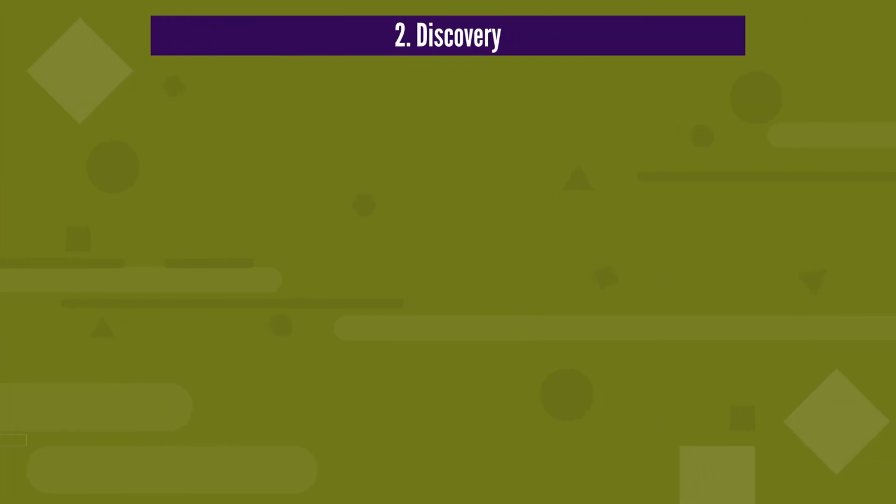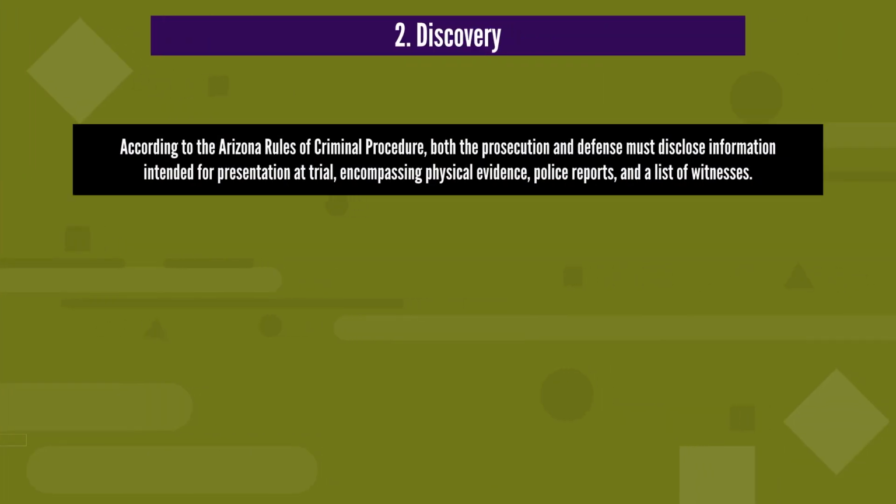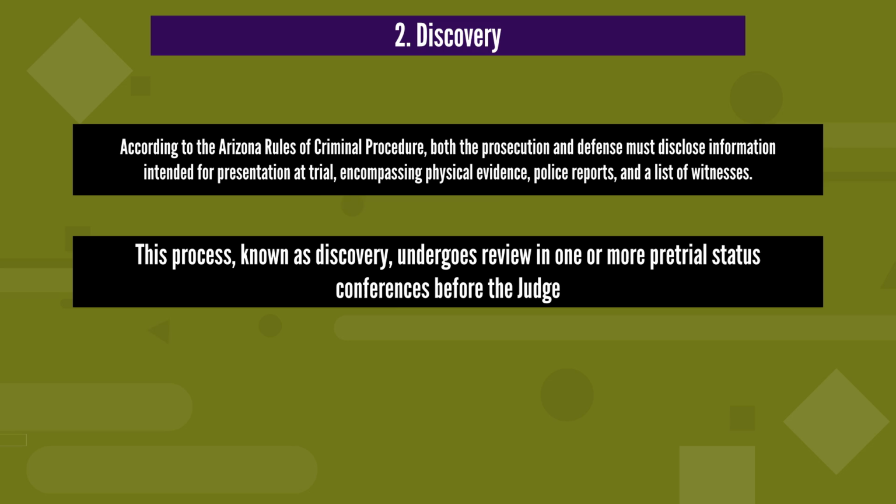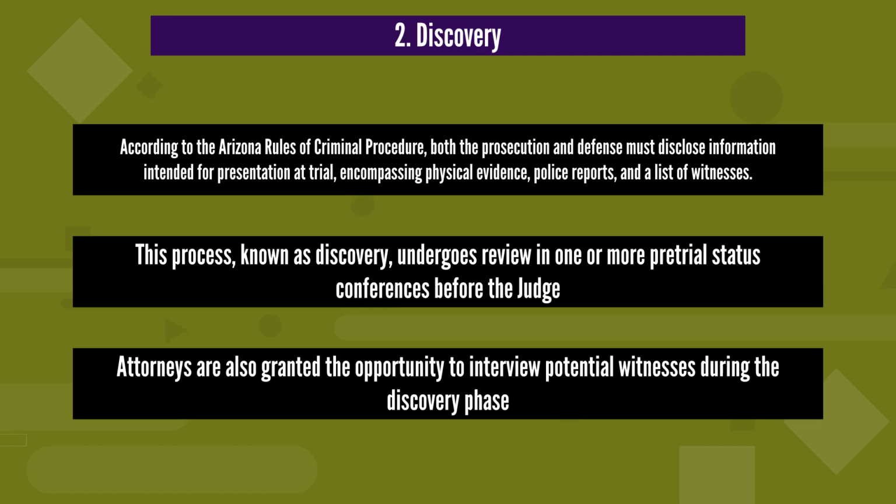2. Discovery. According to the Arizona Rules of Criminal Procedure, both the prosecution and defense must disclose information intended for presentation at trial, encompassing physical evidence, police reports, and a list of witnesses. This process, known as discovery, undergoes review in one or more pretrial status conferences before the judge. Attorneys are also granted the opportunity to interview potential witnesses during the discovery phase.